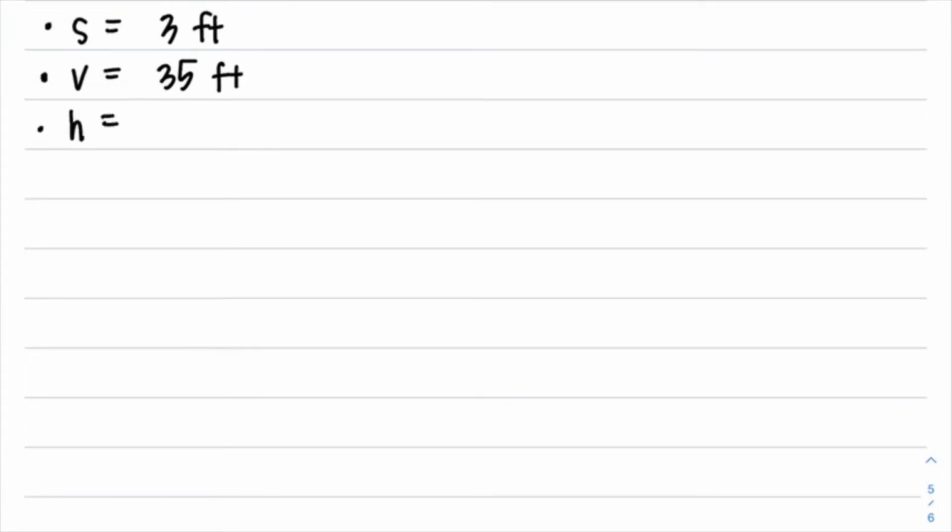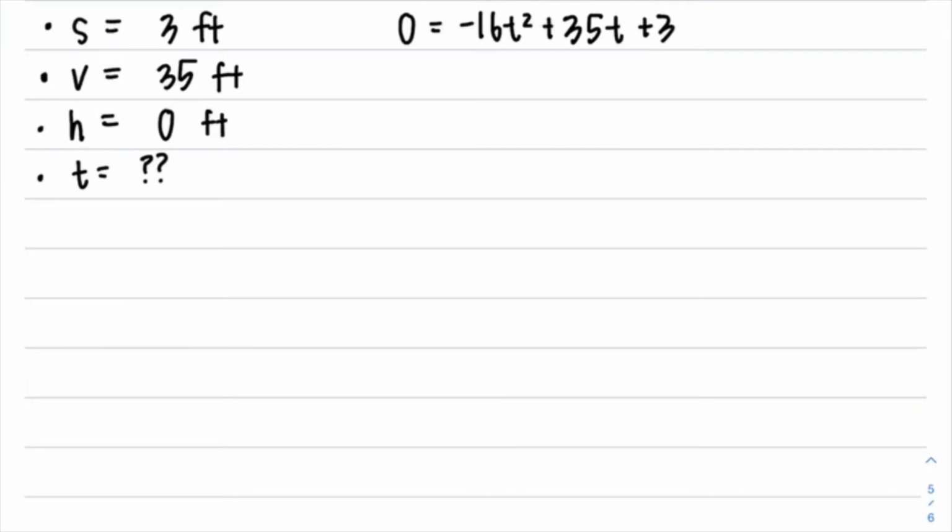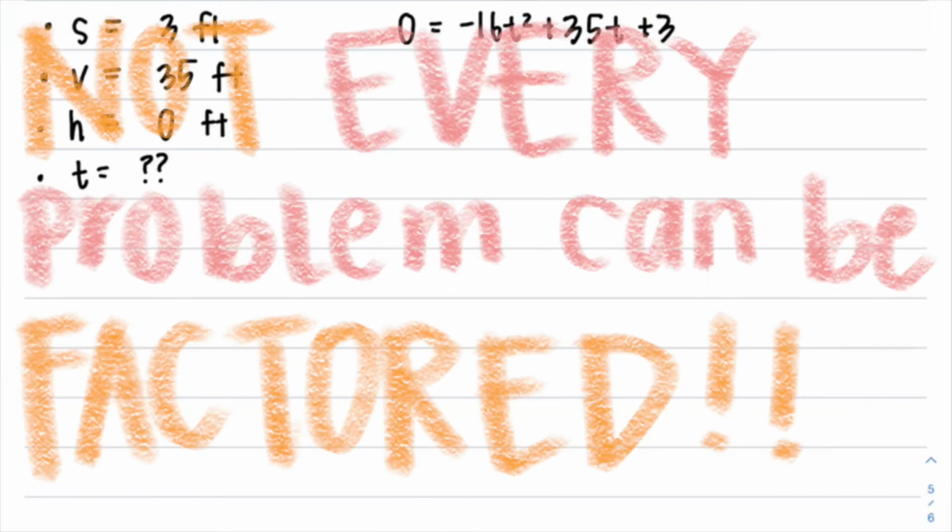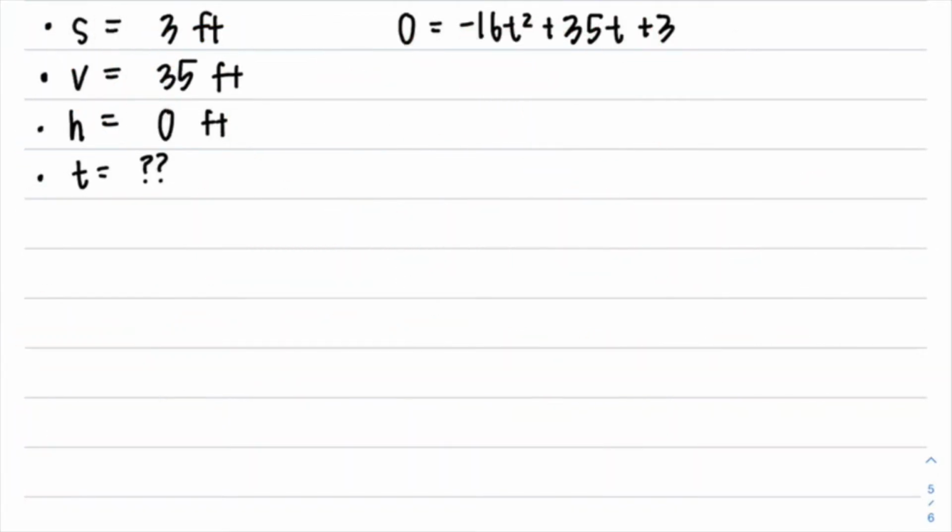All right, we want to know how long we have before it hits the ground. And remember, ground is our ending height. So h is going to be 0 feet. And then again, time is what we're figuring out. One thing that I pointed out to you guys, especially those of you who keep factoring everything, is that not every problem can be factored. So for example, in this case, if I were to factor out a negative, that's going to leave me with 16t squared minus 35t minus 3. Let's go ahead and try to factor this.